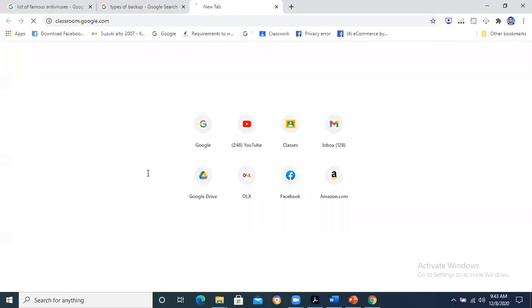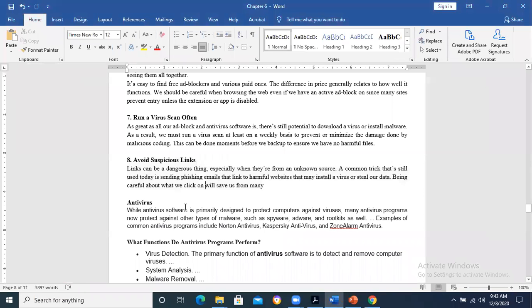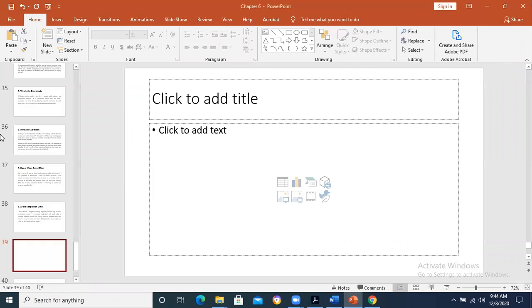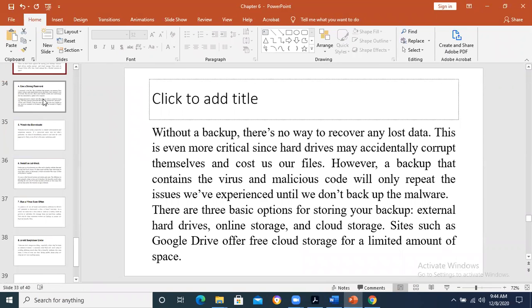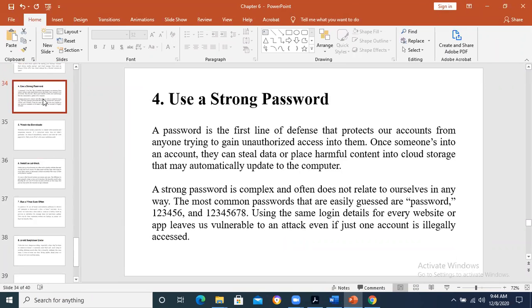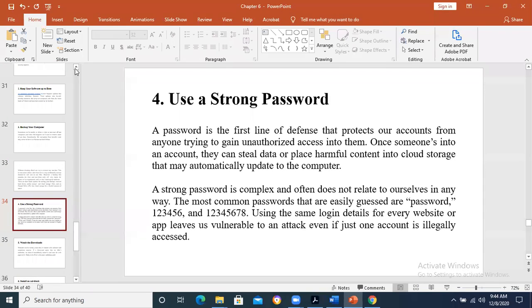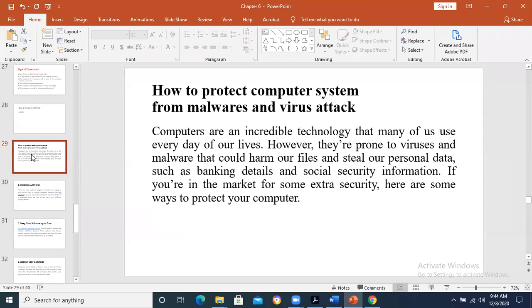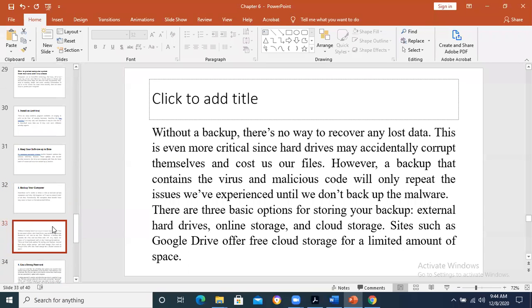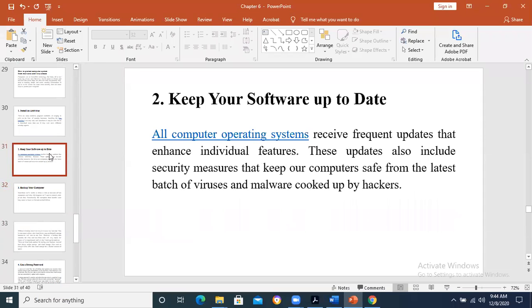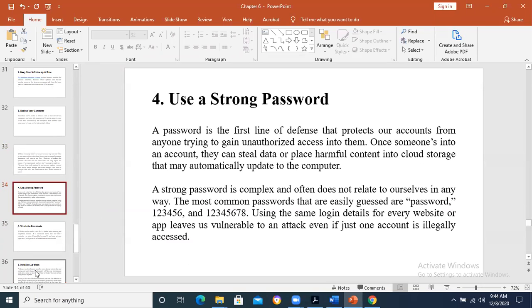Okay. I hope up to here all the things are clear. So what are the things related to malware? The things related to malware are important for us; the things not related to malware, of course, we are not going to include. Number one is install antivirus. Number two is keep your software up to date. This is very important. Backup your computer. This is also important. Use a strong password.